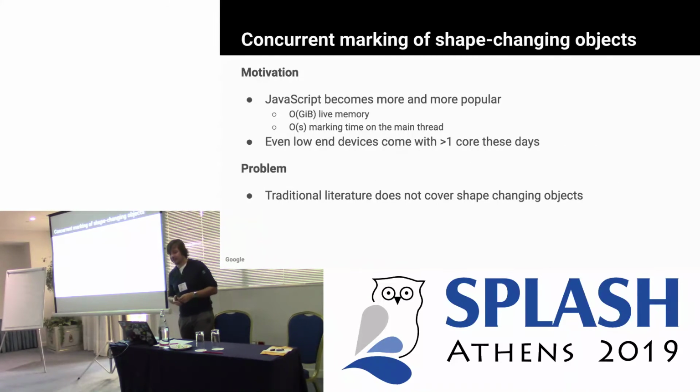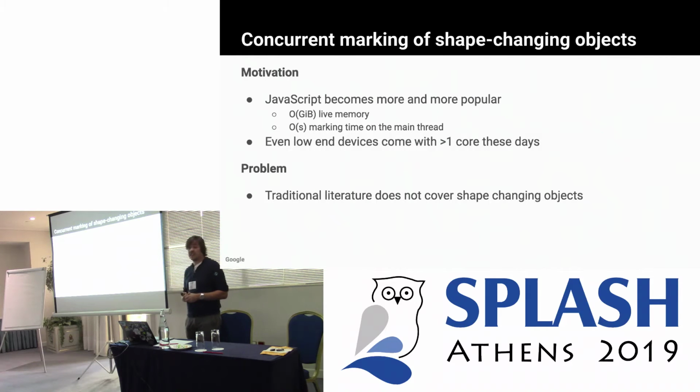The motivation here is relatively simple. JavaScript is becoming more and more popular, and in fact, we are seeing websites that ship applications that have even gigabytes of live memory, which results in seconds of marking time on the main thread. Even though we already have an incremental system for many years, it doesn't solve the throughput problem. There are always problems with the GC trying to keep up with an application that allocates like crazy, and a way to solve that is through concurrently processing objects.